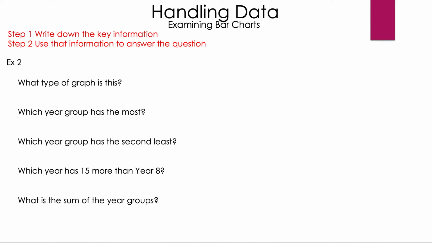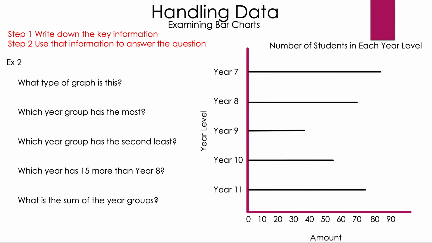And then finally, we have this next example. Let's go ahead and show the graph. It's a little bit different than the last one. It's rotated and the bars are a little bit smaller, but it's still a bar chart and you still solve it the same way. So let's go ahead and write down the value of each section.